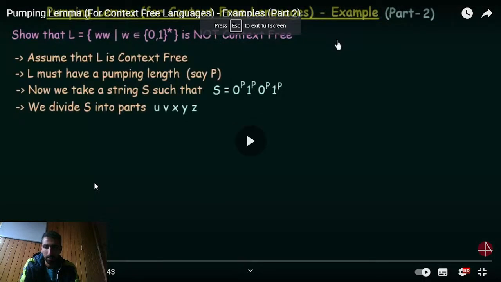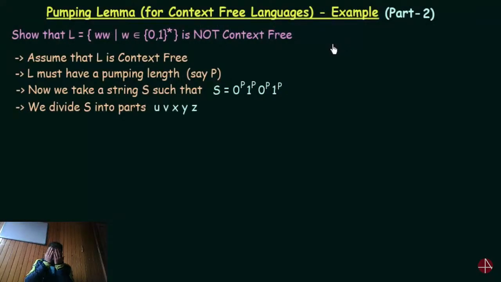In the last lecture, we have seen an example where using the pumping lemma for context-free languages, we proved that a given language is not context-free. So in this lecture, we will be seeing another such example where using the pumping lemma for context-free languages, we will prove that a given language is not context-free.